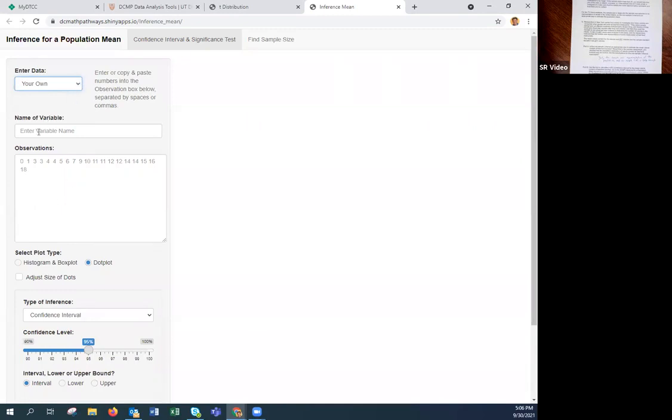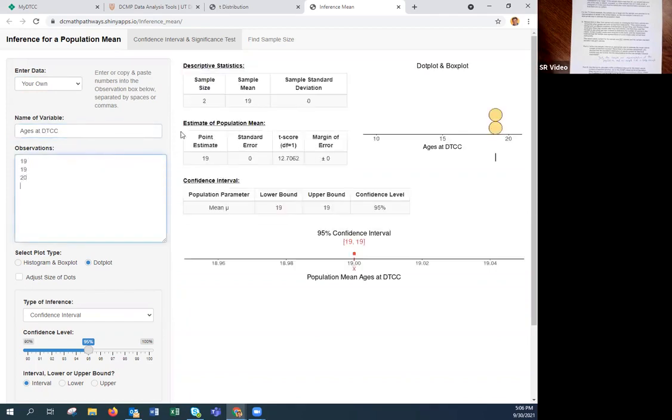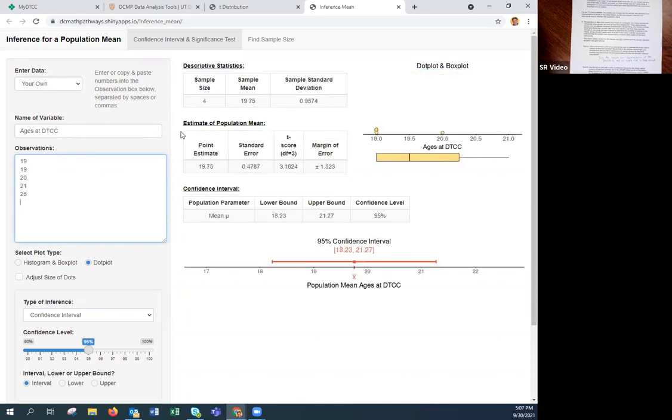The other way, so again, this is the way you just type in individually. So if I was doing people's ages, say ages at Delaware Tech, I could enter person was 19, person's 19, 20, 21, 25. And as I'm doing it, it's generating all the analysis over here in the confidence interval. That's entering in one value at a time.